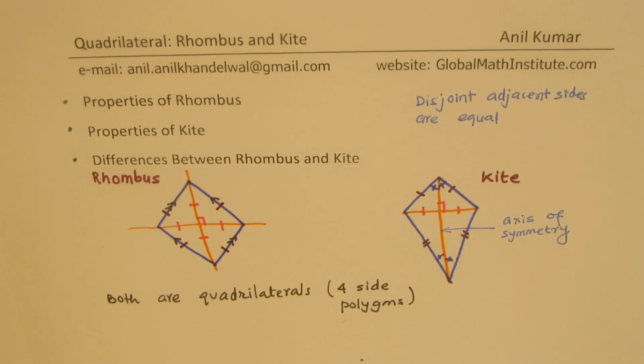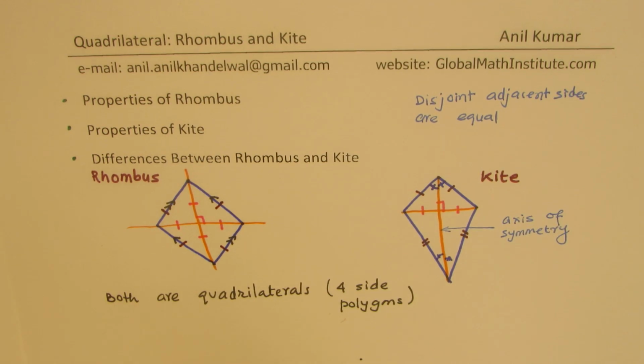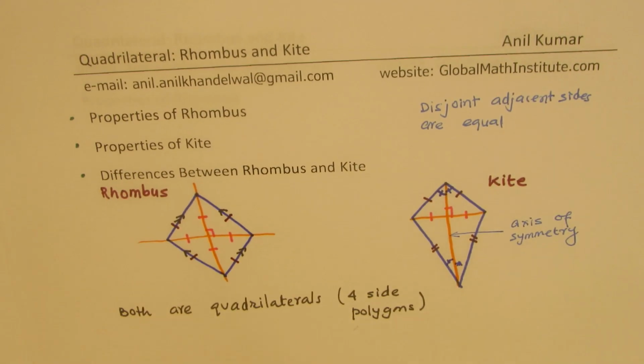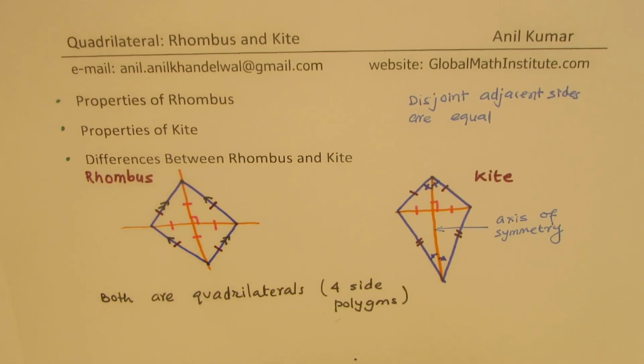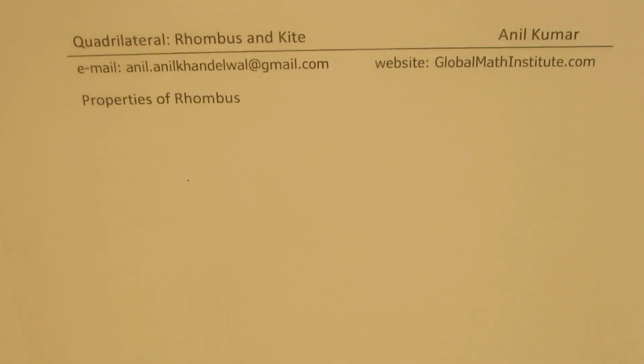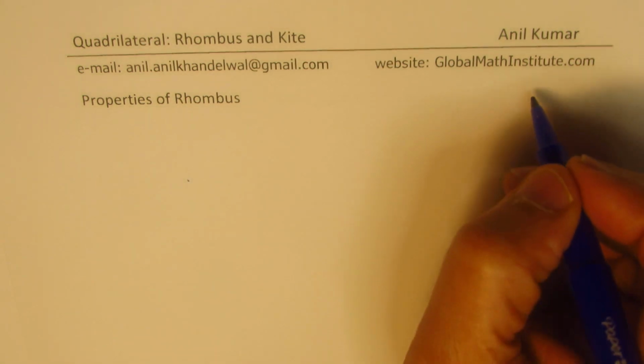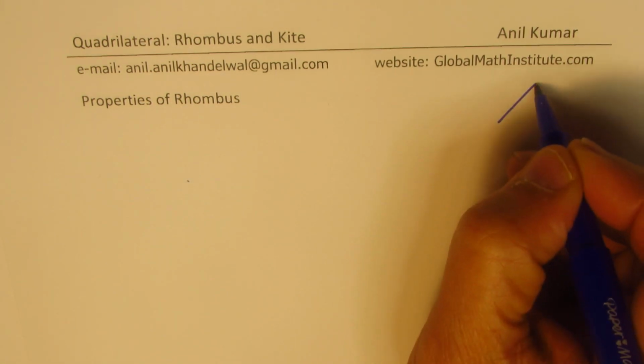I'd like you to take a moment and then answer these questions. We'll also now describe the properties of these quadrilaterals and then list all the differences between rhombus and kite. So let me first take the case of rhombus. So again, let me sketch a rhombus once again. So we'll sketch a rhombus here and then describe it.